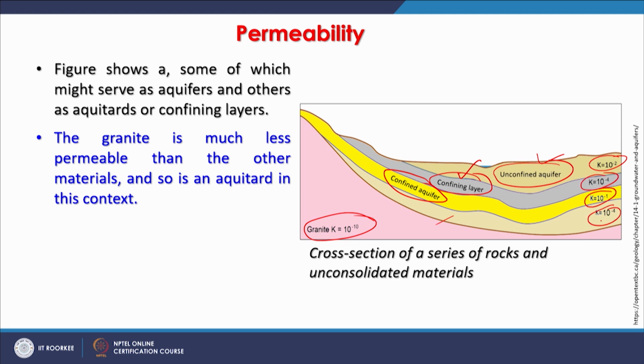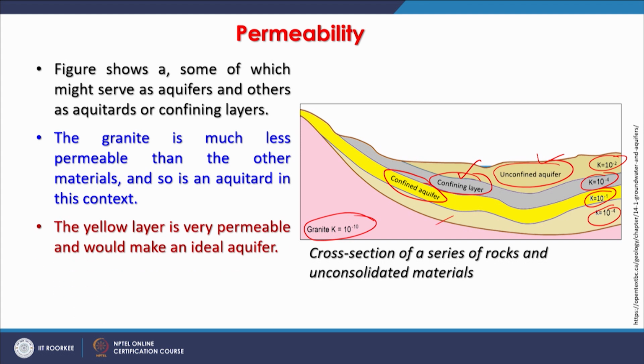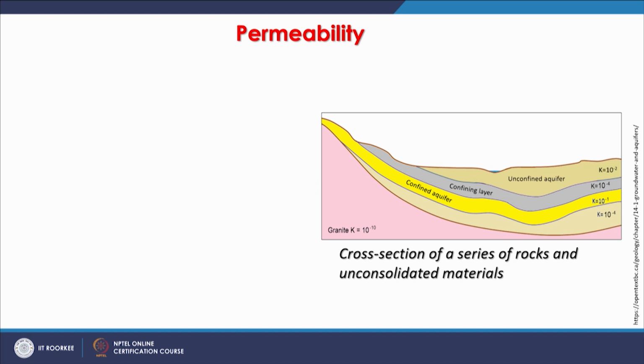So, hydraulic conductivity is good, like in the case of this yellow confined aquifer. The unconfined aquifer here is not that bad, but quite good, but here the value is very low for the confining layer. So the permeability is less, hydraulic conductivity is less. The yellow layer here is permeable and would make an ideal aquifer, and the overlying grey layer, as we have seen, though it is confining, behaves like an aquitard, with not much permeability.